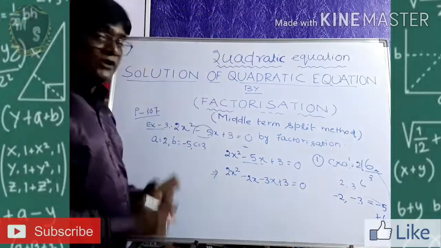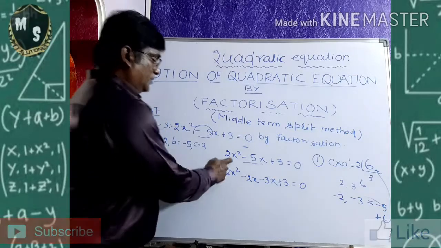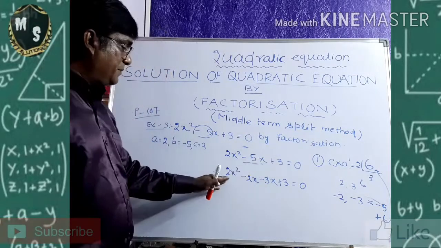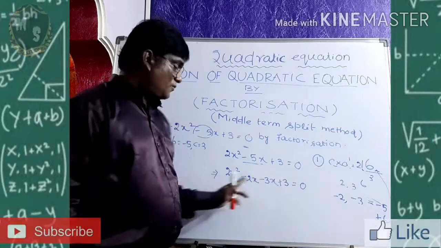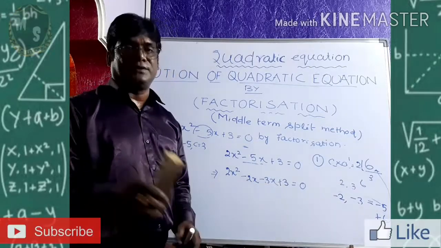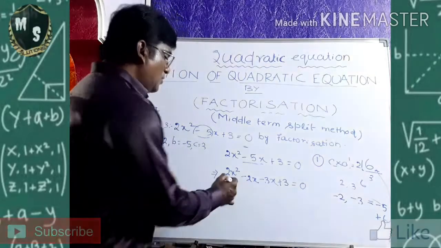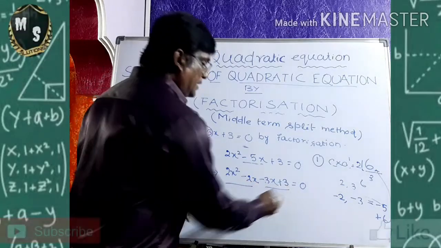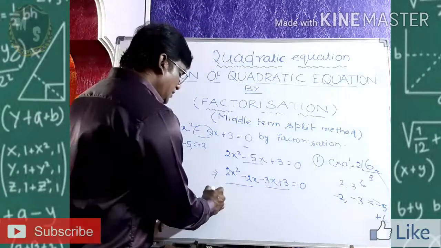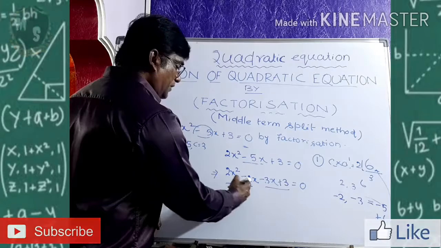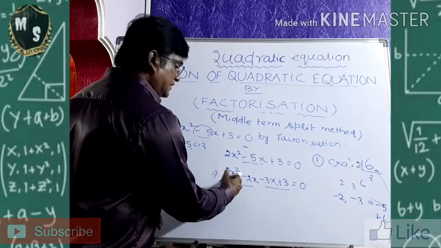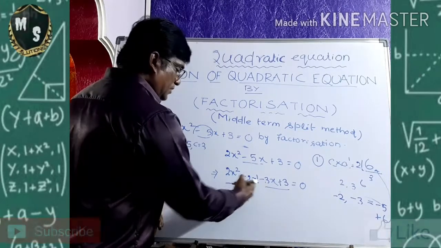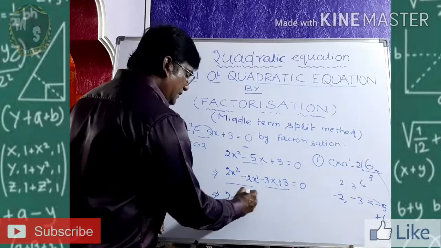Now, how many terms were there in the previous step? 3 terms. How many terms became in the next step? 1, 2, 3, 4. So 4 terms. Now, you can take common from 2 terms. What is the common here? 2 is common here, and x square, x is power 1, so I can take x to the power 1 outside.